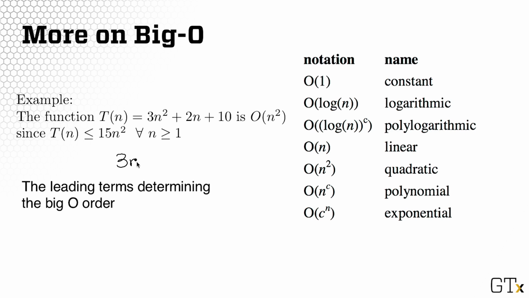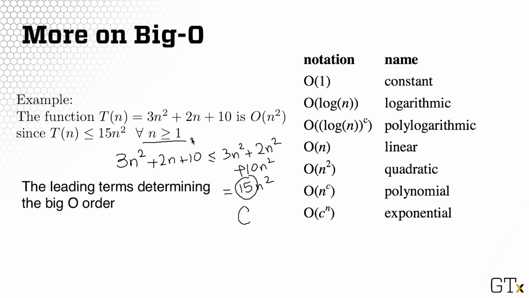So 3n squared plus 2n plus 10 is less than 3n squared plus 2n squared plus 10n squared whenever n is greater than or equal to 1, which equals 15n squared, right? So now we have a constant c, and we know that as n is greater than 1, this grows at most at a rate of n squared, right? In other words, this leading term tells me the growth rate.